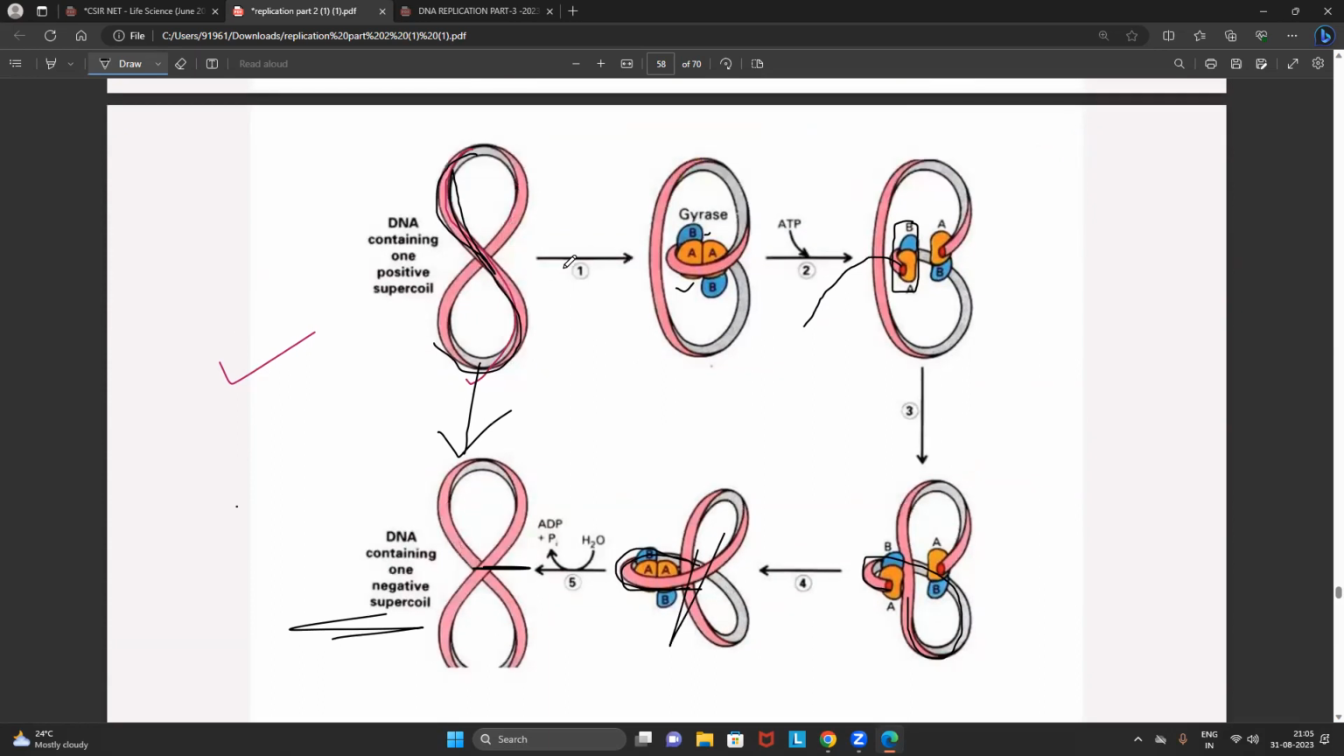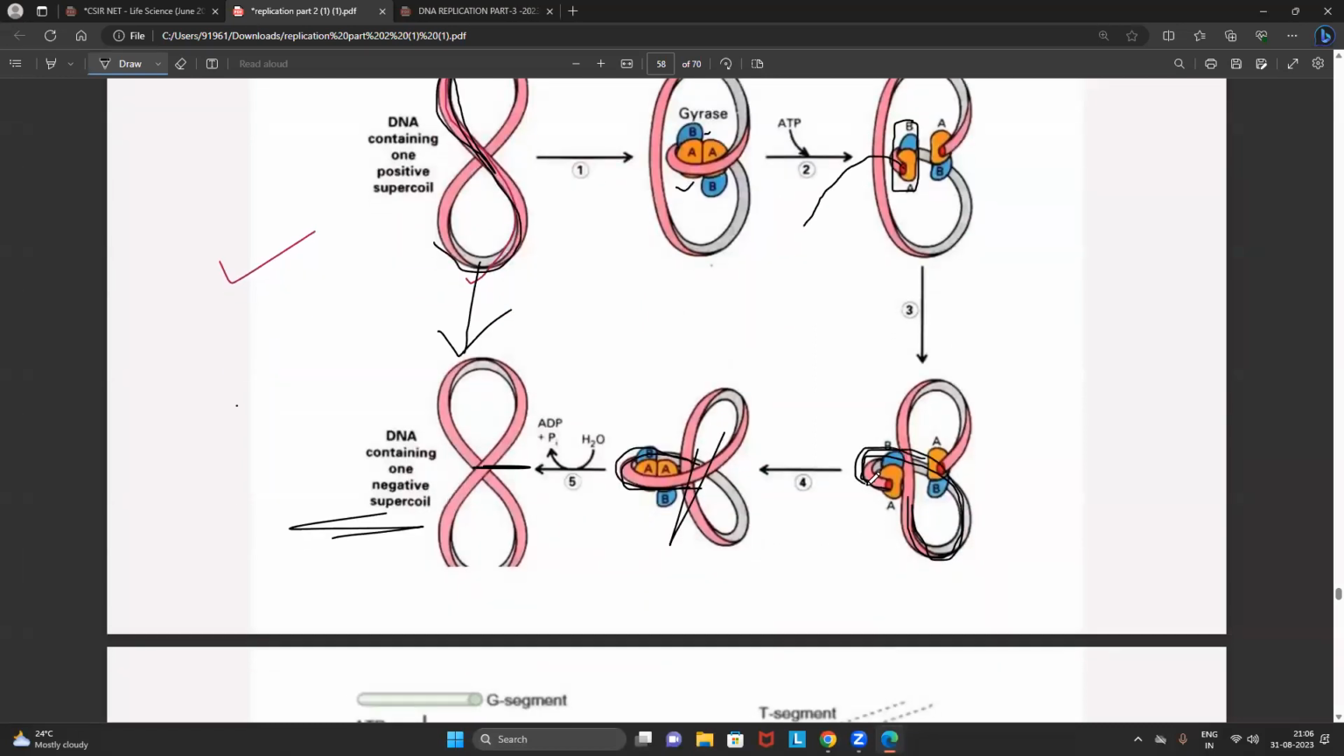It's very simple. First, one A unit and one B unit, after cleaving, will hold the strand and pull it back. It pulls it from the back side. As a result, coiling will be removed. The moment coiling is removed, it will seal it itself because it has intrinsic ligase activity.